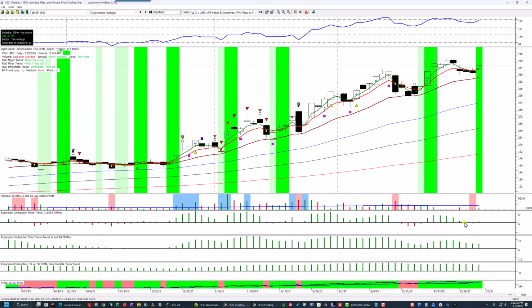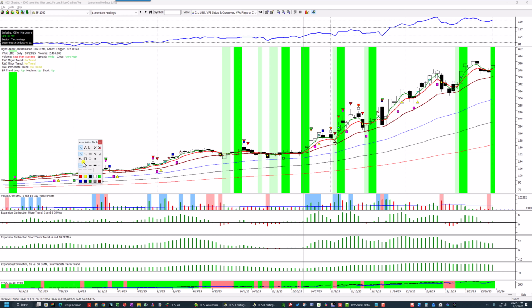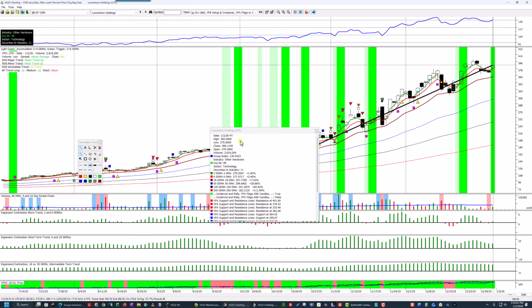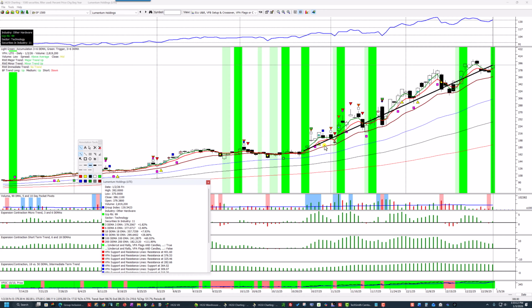I'm just going to take it from right here. Alternate A. Make it a little thicker line here. Let's just take it off of this one right here. So that and alternate I will give us, let's see, close $386. And what were we back here? $170. So it made a huge run here.